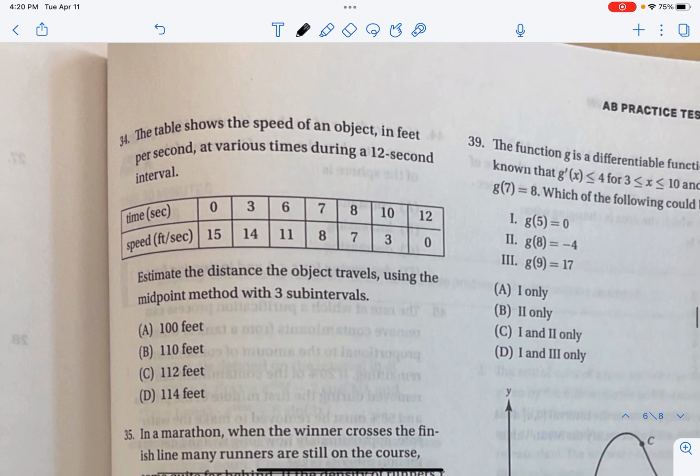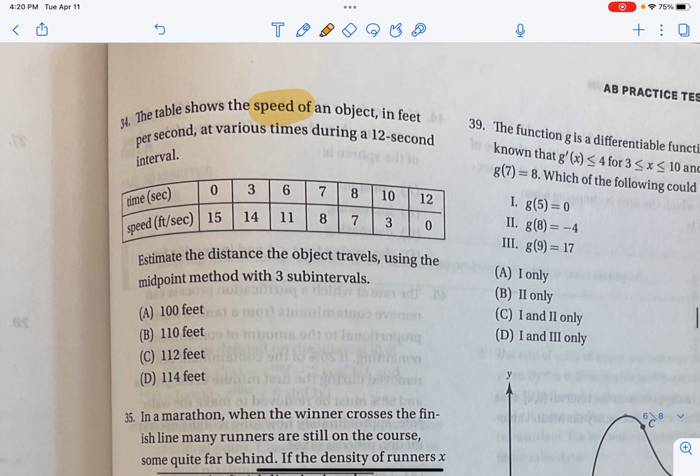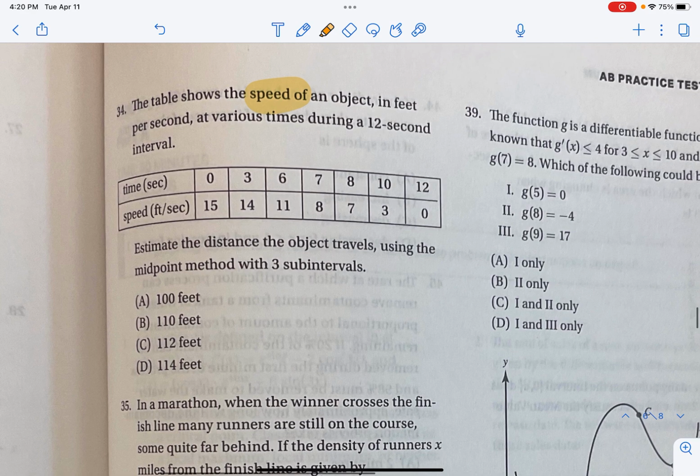Okay, 34. We have a table of the speed of an object in feet per second, and we want to estimate the distance the object travels using a midpoint method with 3 subintervals. Distance traveled will be the definite integral of speed.